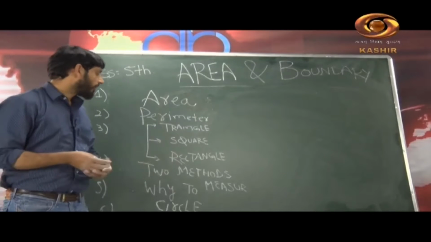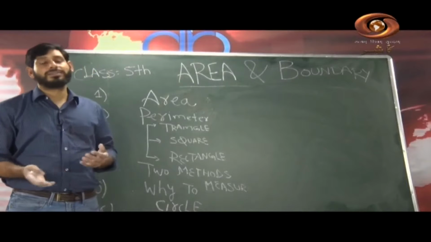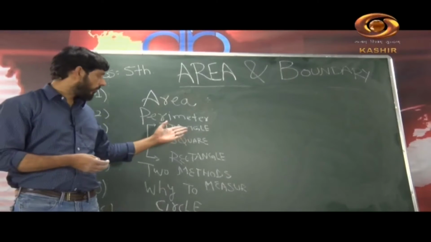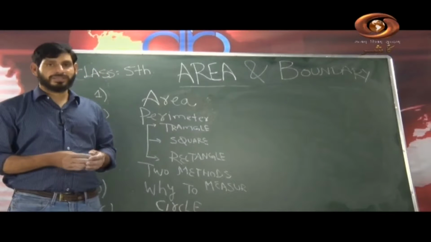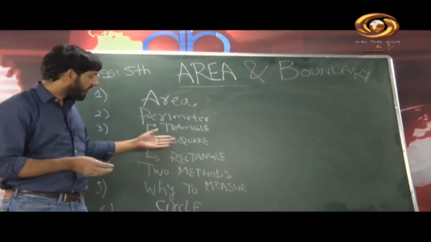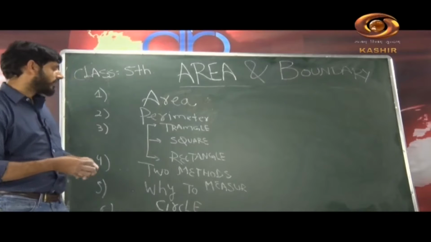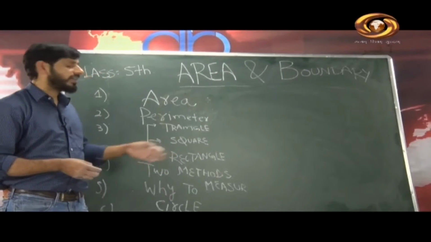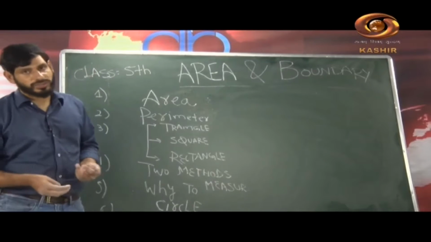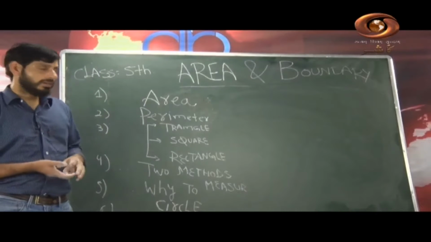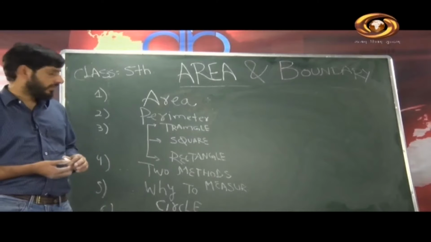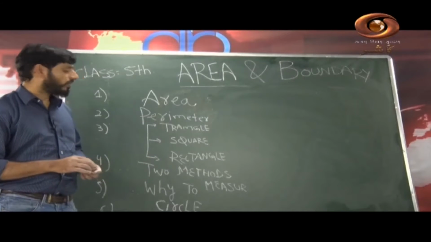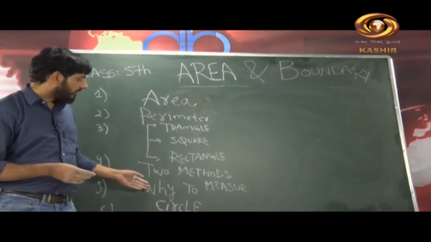Then we saw the basic concept of what the square is, what the rectangle is, what the triangle is, and we talked about their perimeters and areas. We saw that there are two methods of calculating the area of the square and rectangle. One was counting the number of squares, which is very much a layman or primitive method, and the second method was using the formulas.